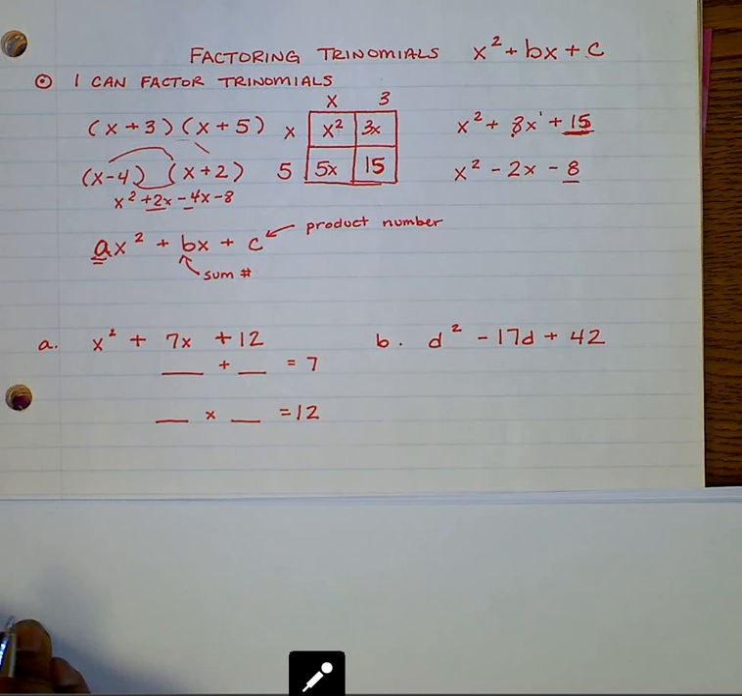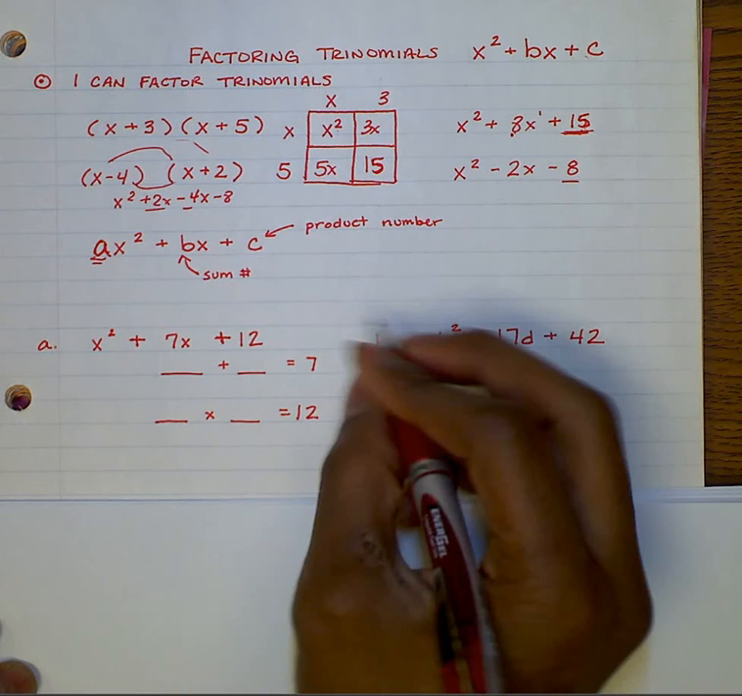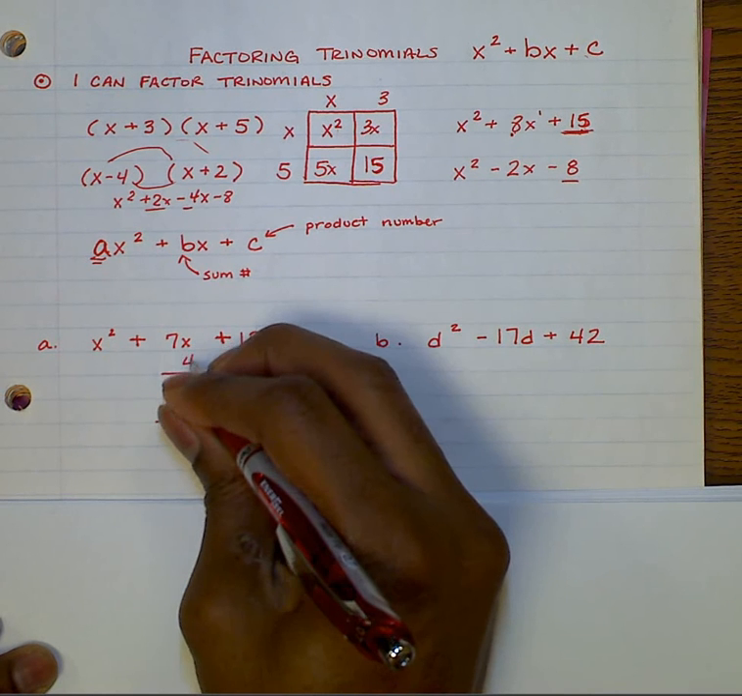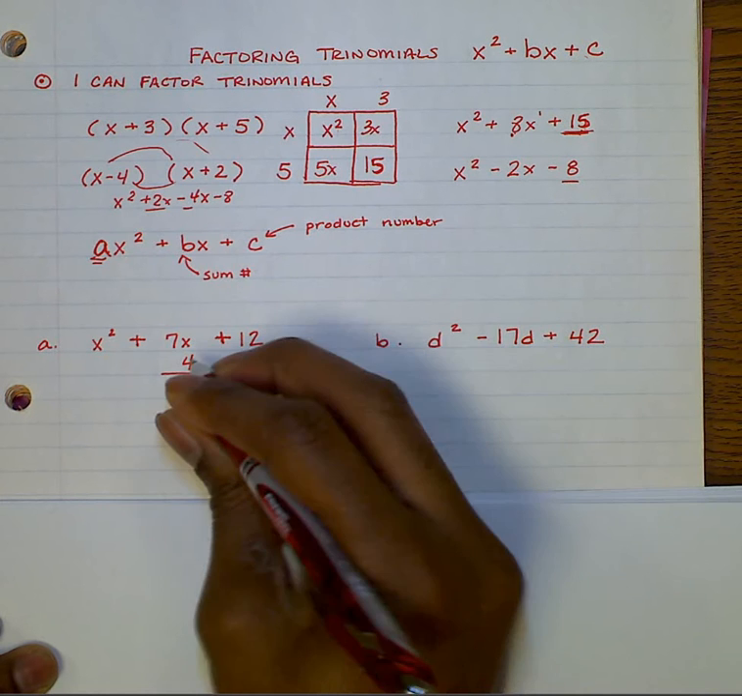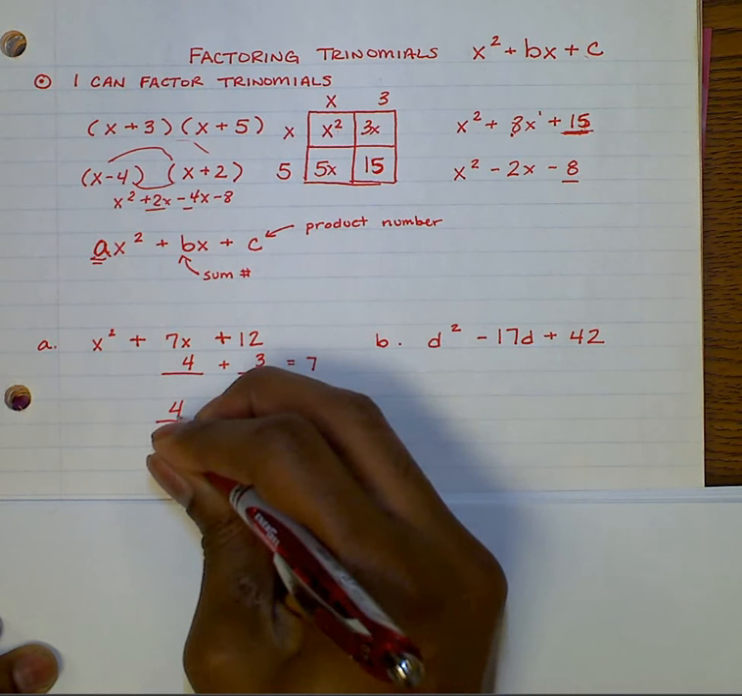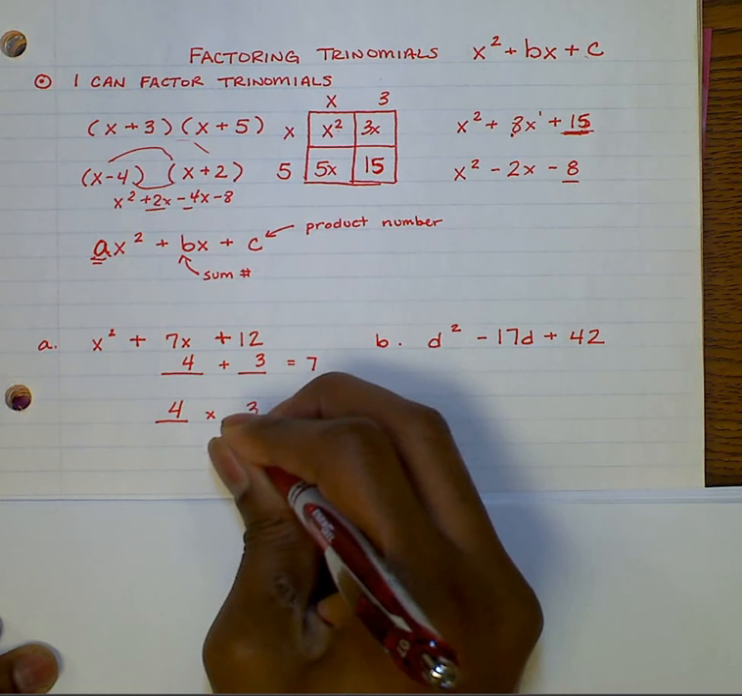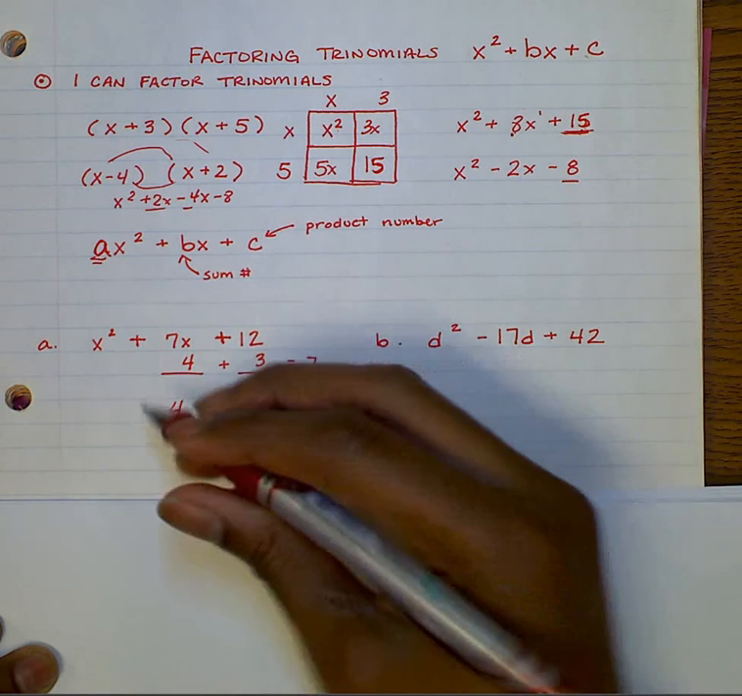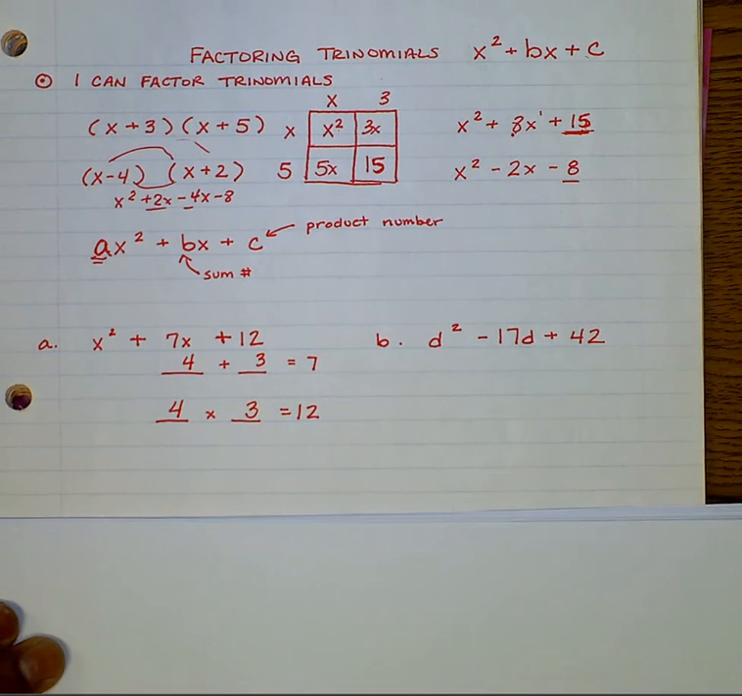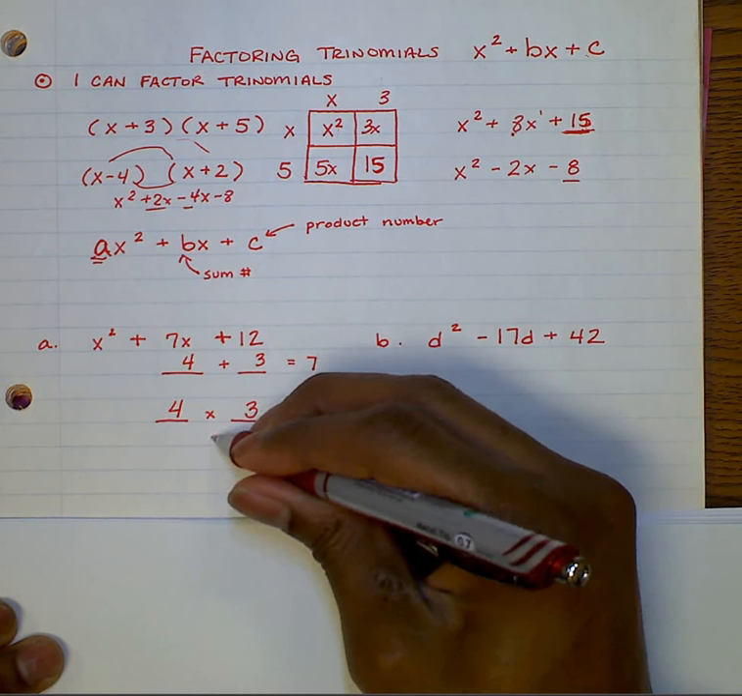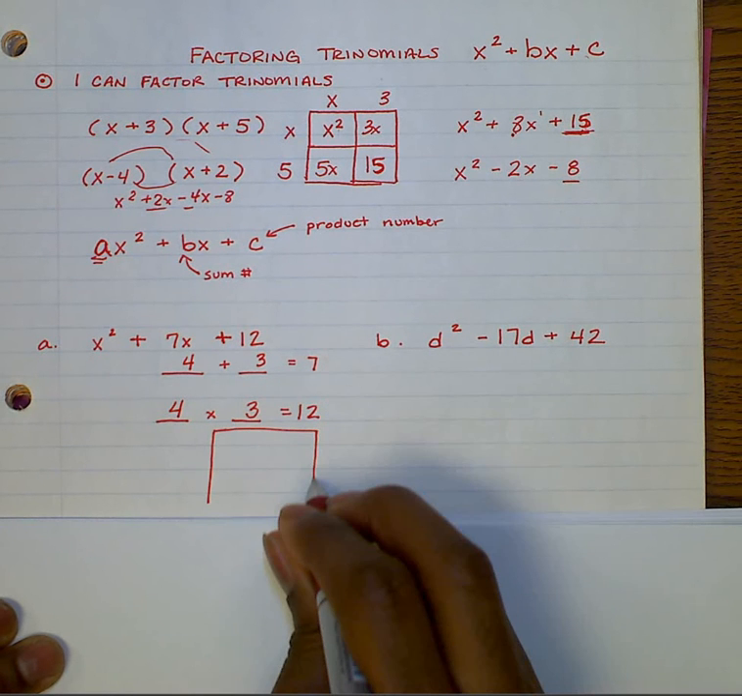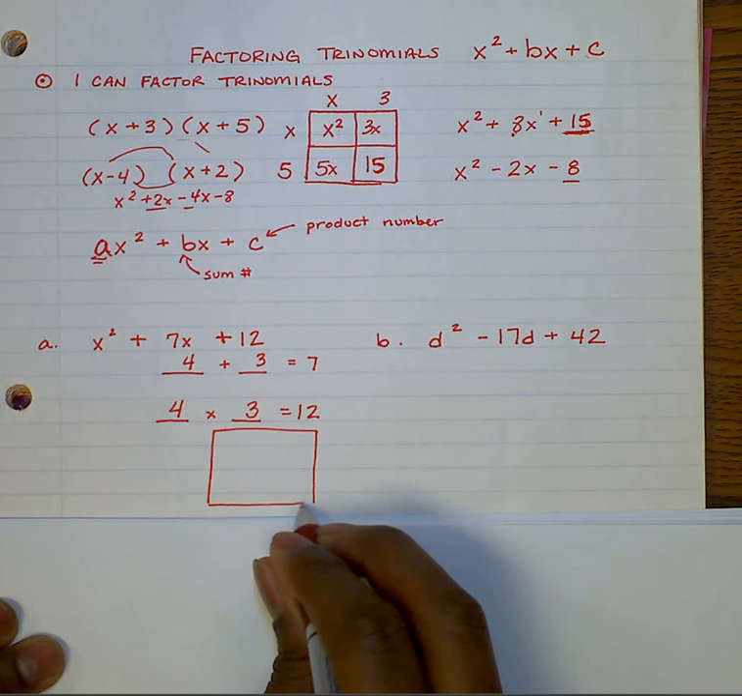Alright, so I'm thinking the two numbers that make both of these true are 4 plus 3 gives me 7, and 4 times 3 gives me 12. Okay? Good. Alright, so I should give myself a little bit more space, but I'll make it work. I am now going to put this in the box.